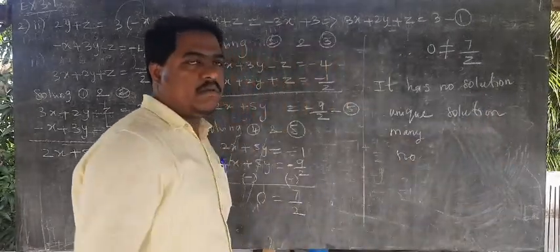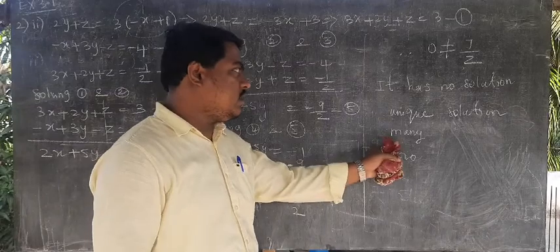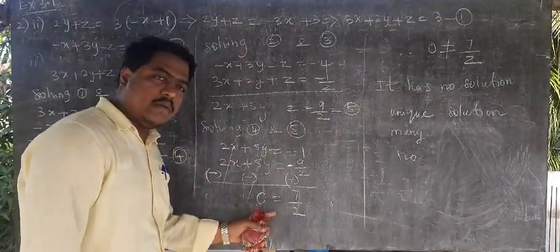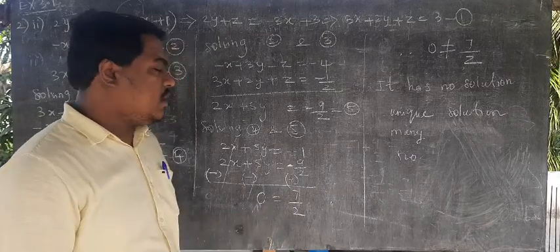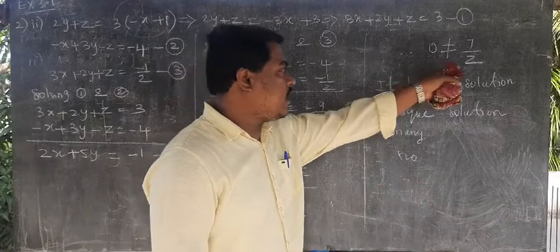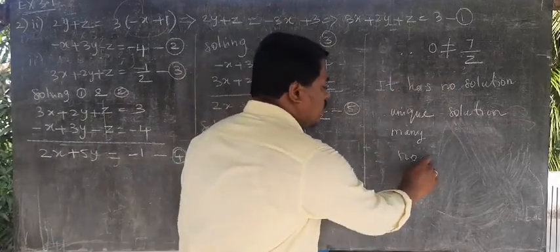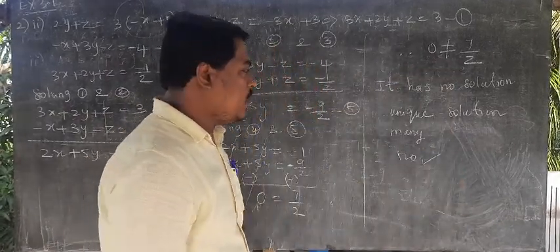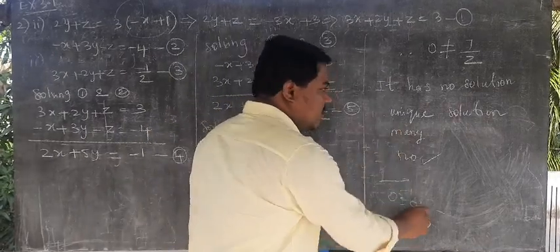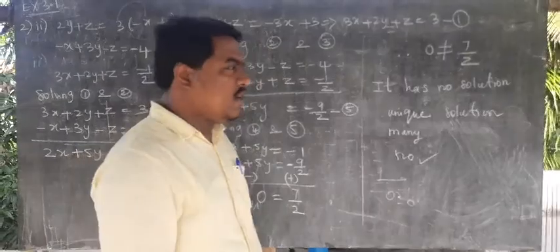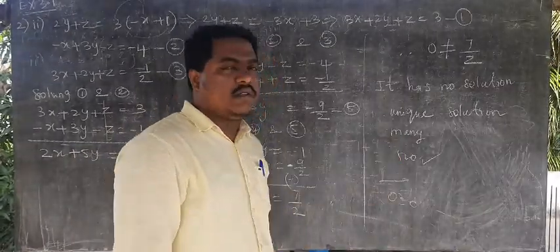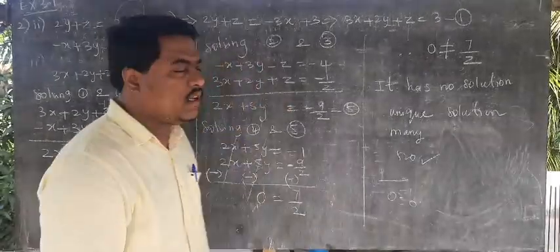Yesterday we saw one sum where we got many solutions. Now we get 0 equal to 7 by 2, and 0 is definitely not equal to 7 by 2. So this is no solution. Right? Yesterday we got 0 equal to 0, the final answer 0 equal to 0, so both sides are equal. 0 equal to 0 means that is called many solutions. Right? Unique solution we will see tomorrow. Clear? Right.